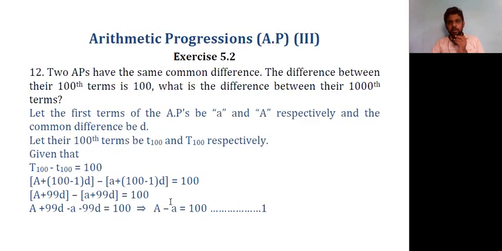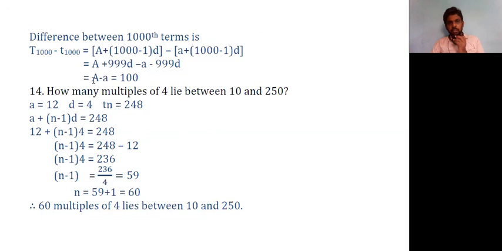So from the first equation, we can say that capital A minus small a is equal to 100. Using this equation here, we have capital A minus small a again equal to 100. Therefore, the difference between the thousandth terms is also 100. Question number 13, I want you to do it as assignment. Question number 14. How many multiples of 4 lie between 10 and 250?